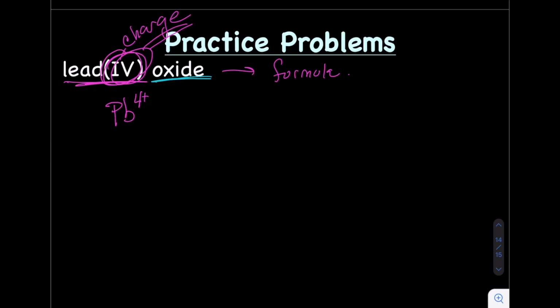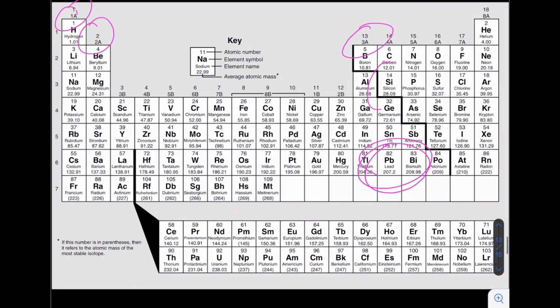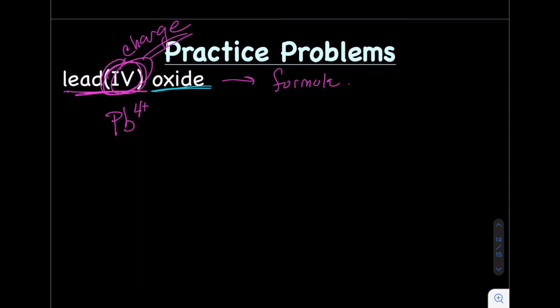All right, oxide. We'll find that on the periodic table. Oxide is oxygen with his ending changed. He's a nonmetal, which means he's going to gain electrons to become like a noble gas. He's going to gain 2 electrons, and he gained electrons, which means he has extra negative charge. So he's going to be O2−.